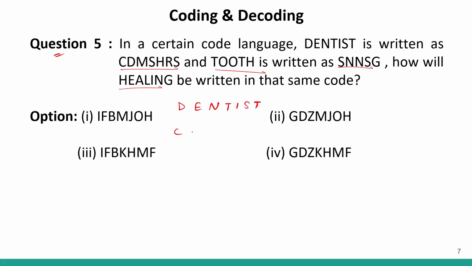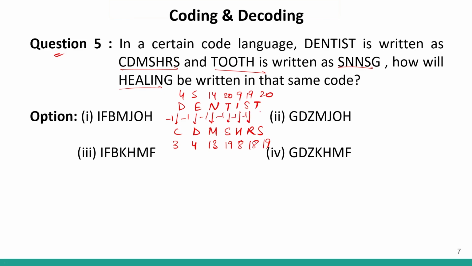DENTIST. Below this, I will write the code. If I write the forward ranks: 4, 5, 14, 20, I is 9, 19, 20. And for the second one, C is 3, D is 4, M is 13, S is 19, H is 8, R is 18 and S is again 19. So clearly I can see we move one position back, correct? One position back in each case. From N to M, from T to S, from I to H, we are moving one position back.